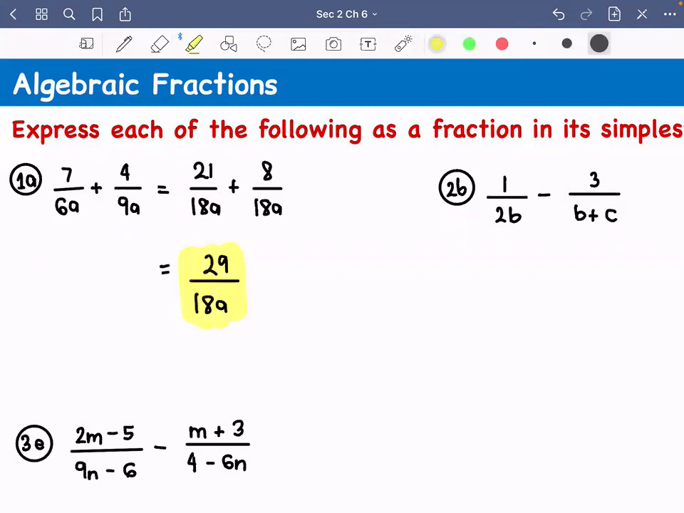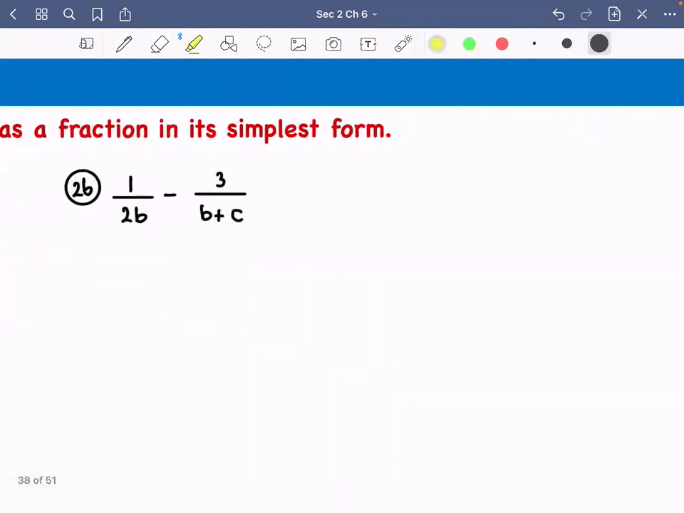That's for number 1a. Now, for number 2, letter B, we have 1 over 2b minus 3 over b plus c. As you can see, there is no common factor between 2b and b plus c, and we cannot factorize b plus c. So what should we do if the denominators are different? Basically, class, we just need to multiply them together.